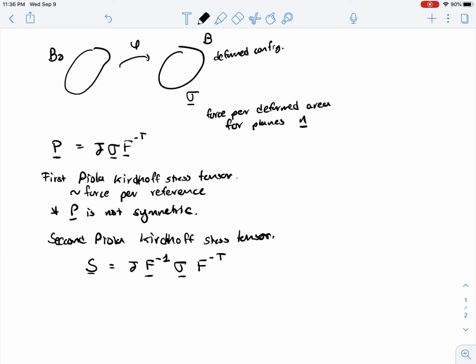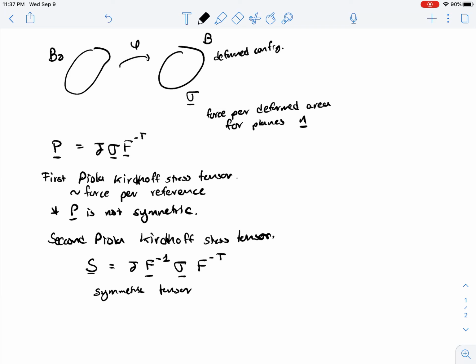So it's like pulling back: if you have a traction here and you multiply by F inverse, you're going to get the corresponding traction in the reference, but it's not really a force, so it doesn't really have a physical interpretation. But the nice thing about this is that it is a symmetric stress tensor. And because of that, it's actually quite commonly used.